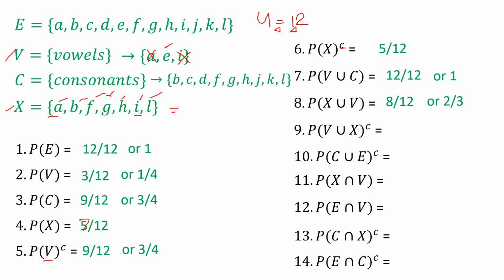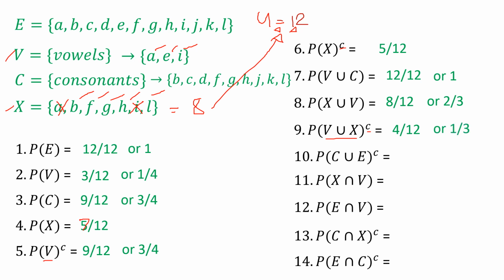Number 9, V union X complement. Again, to deal with complement, one way is by simply subtracting the result of the initial notation from the universal set. So, we do have V union X. We have 1, 2, 3. Then 4, 5, 6, 7. So, we do have 8. We're going to subtract this 8 from our universal set because we are dealing with the complement. So, 12 minus 8, the answer is 4. So, we do have 4 over 12 or 1/3.